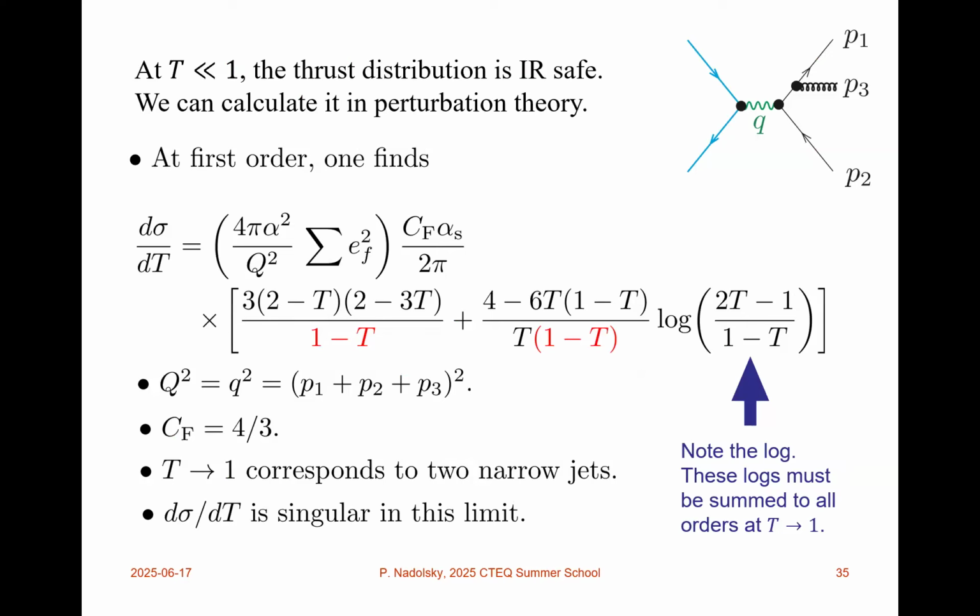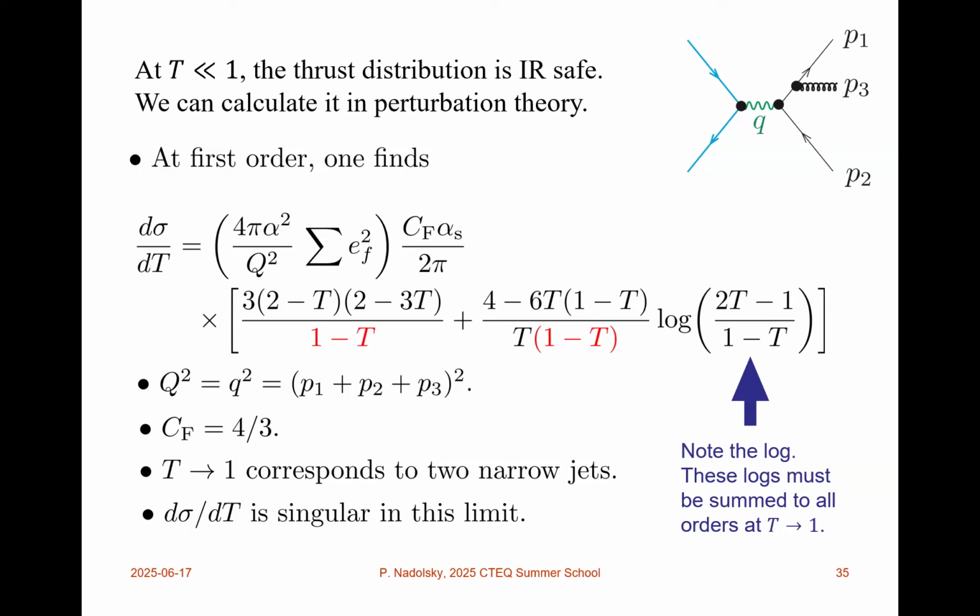We looked at this 2 to 3 process, the first order correction to the thrust calculation, and I wrote for you the formula, which looked like this. The formula behaves very well when T is far from 1. But if T goes to 1, the back-to-back configuration, you have 1/(1-T) here and here, and you have a log of (1-T) here. So you start picking up these bad behaviors.